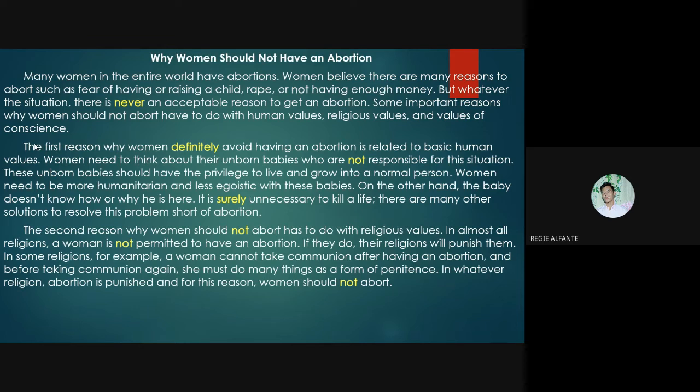And then the second reason why women should not abort has to do with religious values. In almost all religions, a woman is not permitted to have an abortion. In whatever religion, abortion is punished, and for this reason, women should not abort. So, the adverb of negation, not, is negating that women have the right to do the abortion. In short, the speaker is disagreeing about the women's right to do an abortion.